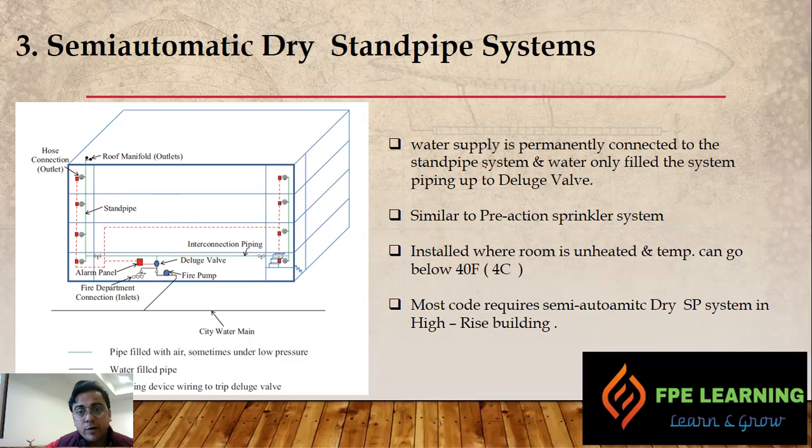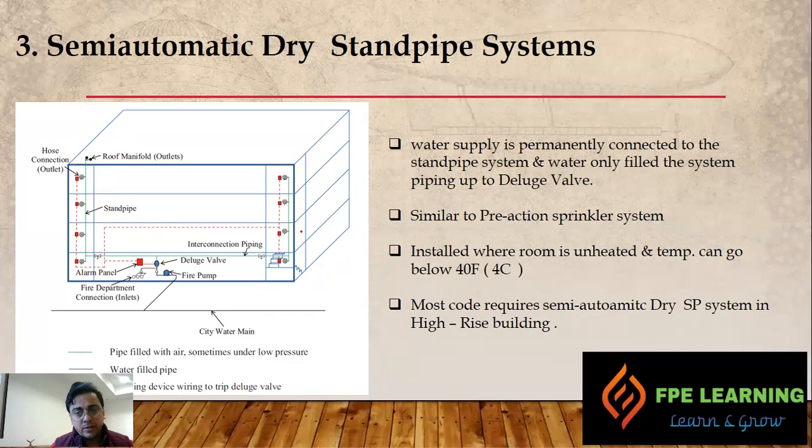So here also the water supply is from the building only. The water is pumped, or pressurized, from the fire pump, and it is available up to the deluge valve. Now if any firefighter wants to open this hose connection, there is a manual call point. At this point they will activate it. Once they activate it, the deluge valve will open and the system above the deluge valve will be pressurized, and similarly they can fight the fire, right?